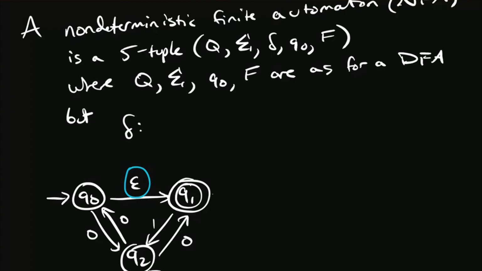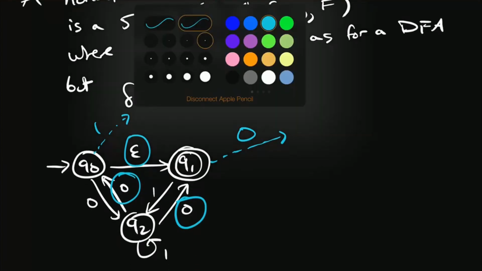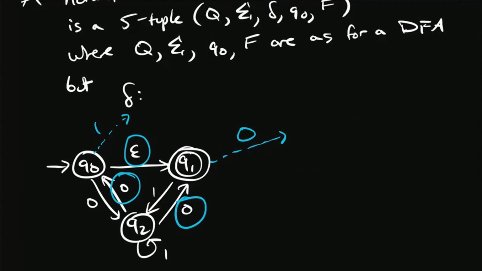Q1 has no 0 transitions. Yes, exactly. There are no transitions with 0 coming out of Q1. In fact, there are no transitions labeled 1 coming out of Q0 either. But what else changed? Right, Q2 has 2 transitions that are both labeled 0. So we need to be able to handle all of these possibilities. And why is that? Because how would we do concatenation?